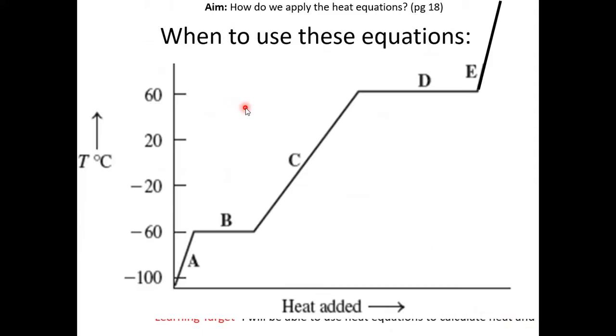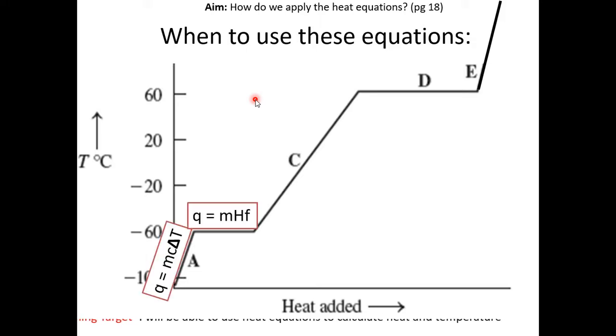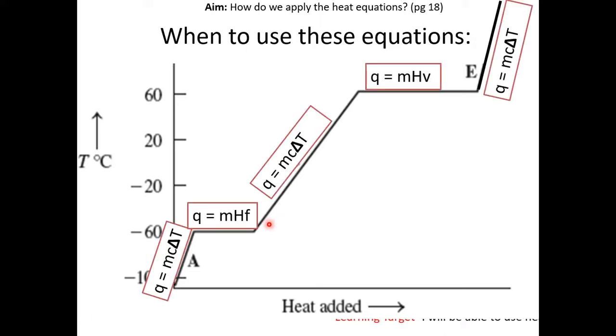If your heat question involves a heating curve, here is when you use each equation based off the interval. Notice when the line is sloped, when the temperature is changing, you use Q equals mc delta T. When the line is flat and the temperature is constant, you do not use Q equals mc delta T. During melting, you use Q equals mHf. During boiling, you use Q equals mHv.